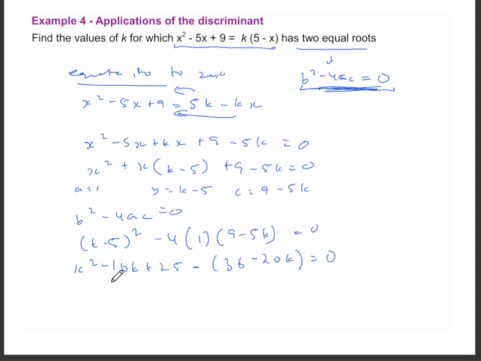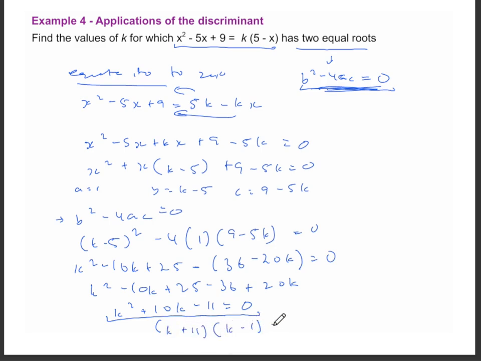Okay? And then from here, we get k squared minus 10k plus 25 minus 36 plus 20k. And at the end, we get k squared minus 10k plus 20k, which is plus 10k, minus 11 equals 0. And basically, this would give us the values of k for which b squared minus 4ac is equal to 0. So we can solve this quadratic equation by factorization. (k plus 11)(k minus 1) equals 0. And this will give us k equals negative 11 and k equals 1. And those are going to be your two values for k.